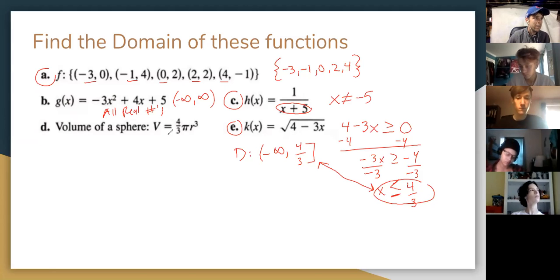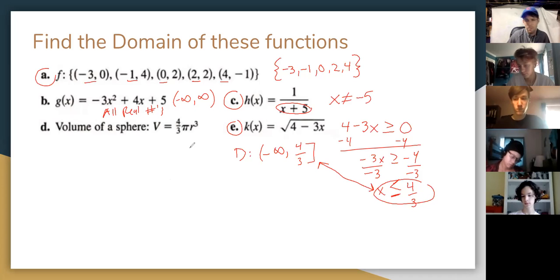Volume of a sphere. So if this is a function, the volume is a function of r. So what values of r would not be allowed? Any ideas for that one? I mean, technically as an equation, I could put in anything I want, right? I could put in 17, that's a fine radius. But what if I put in like -10? Would that make any sense? If I had a sphere with a -10 radius, right? So negative numbers don't make any sense.